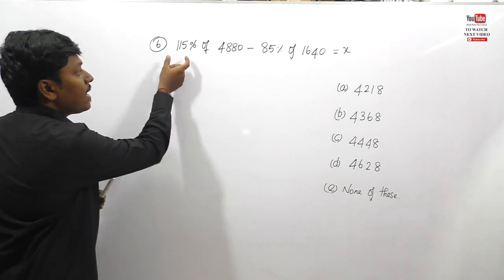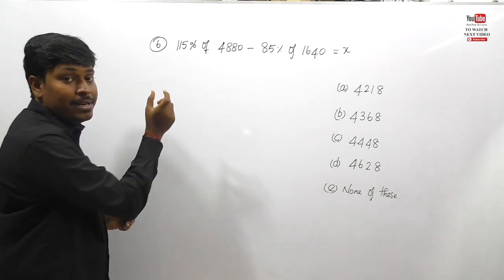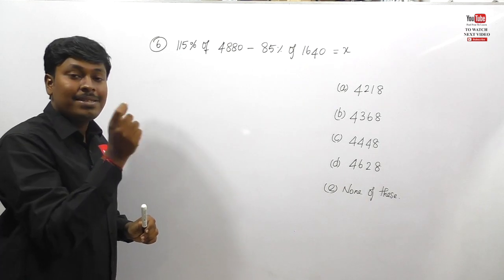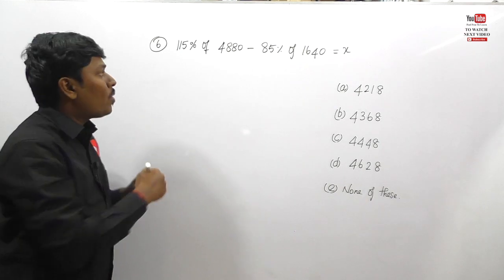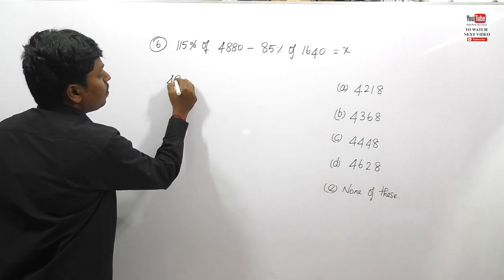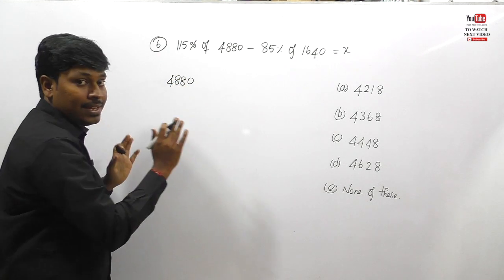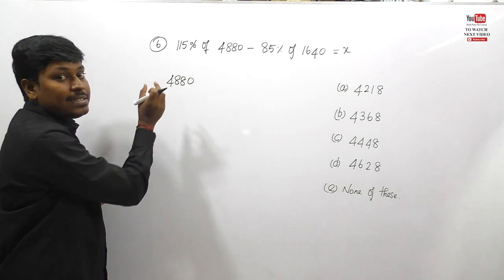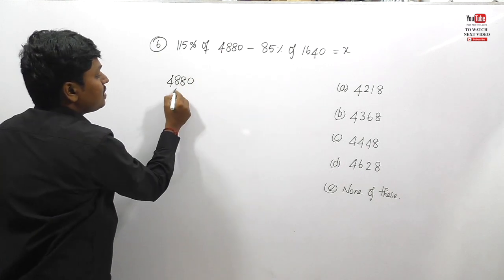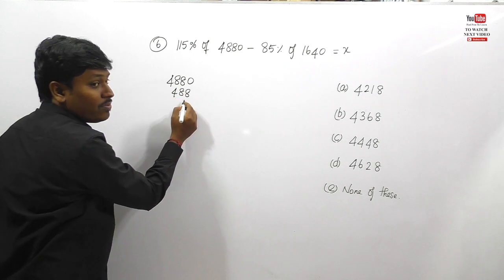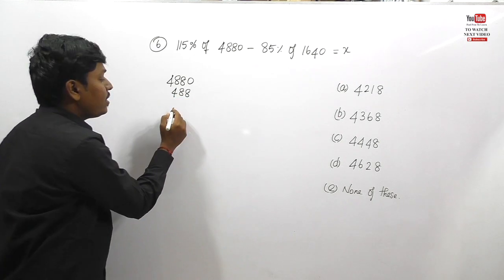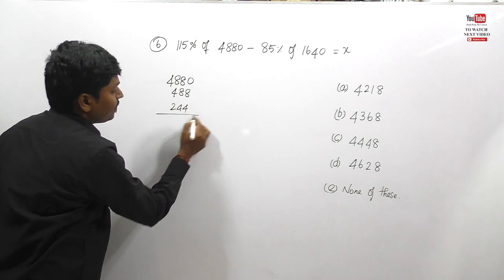Listen carefully, friends. 115% can be written as 100 plus 10 plus 5, right? 100% plus 10% plus 5%. What about 100%, which is 4880? Friends, listen carefully. Listen to the techniques, right? So 100% will be 4880. Next is 10%. What about 10%, which is 488? What about 5%? We know that 10% is 488. 5% is that divided by 2, that is 244. So friends, clear on the point?